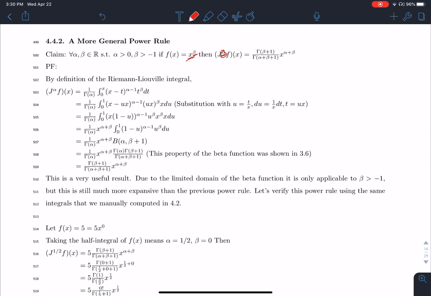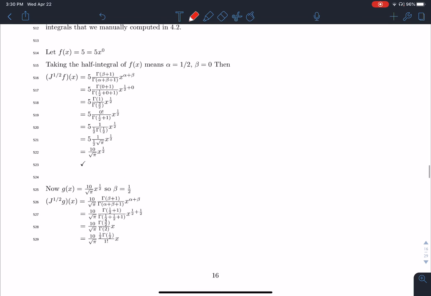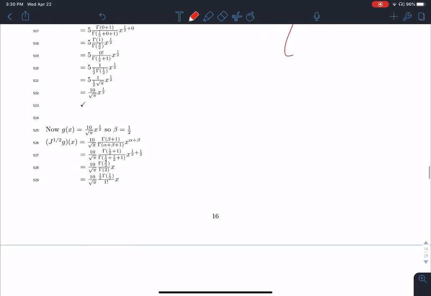Here's a power rule for alpha greater than 0 and beta greater than -1. So obviously this is a lot more general, but it does kind of get ugly and we don't really have time to go through it. So I'll leave that to you. It's fairly simple if you're comfortable working with the gamma function. And of course, we verify the integrals that we did before.